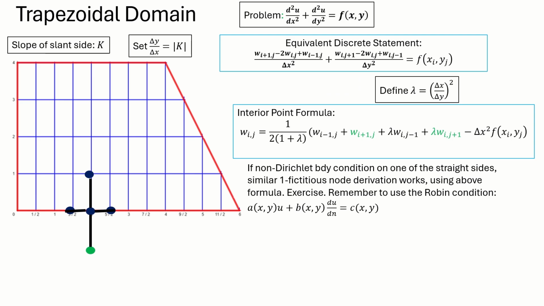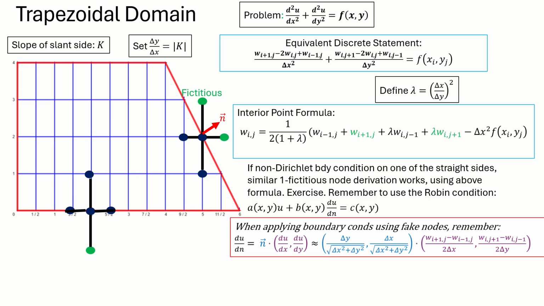Moving on, the real difficulty comes when we have a non-Dirichlet boundary condition on the slant side. In that case, we'll have two fictitious nodes, and not only that, but the normal derivative is not as simple as the x derivative or the y derivative. In this case, the normal derivative requires that we combine the x and y derivatives in some way. Thankfully, we have everything we need to figure out what combination this is.